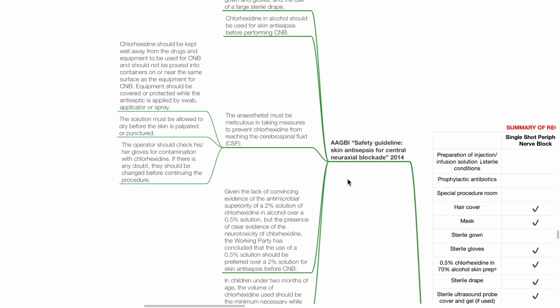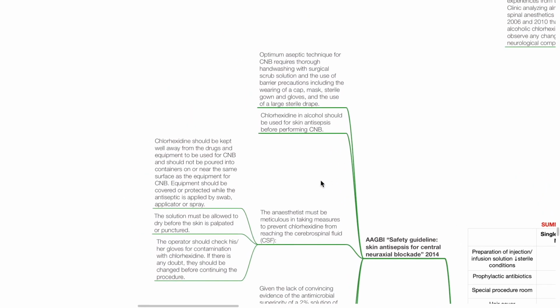AAGBI Safety Guideline: Skin Antisepsis for Central Neuraxial Blockade, 2014. Recommendations include: optimum aseptic technique for CNB requires thorough hand washing with surgical scrub solution and the use of barrier precautions, including the wearing of a cap, mask, sterile gown and gloves, and the use of a large sterile drape. Chlorhexidine in alcohol should be used for skin antisepsis before performing central neuraxial block.